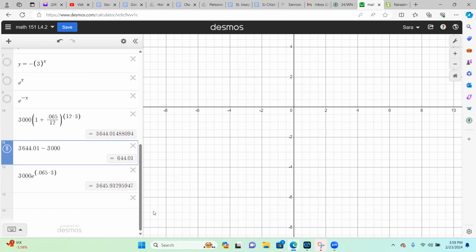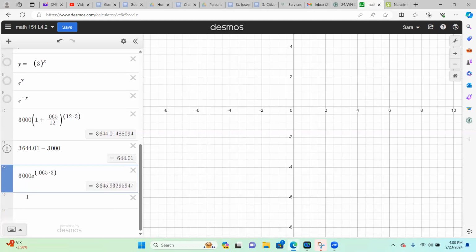Now, compounding continuously, part B, is the formula A equals P times e to the rt. And I showed that here in this line, 3,000 times e to the rt, which is 0.065 times 3. And so if they're compounding continuously instead of monthly, you're going to have $3,645.93.